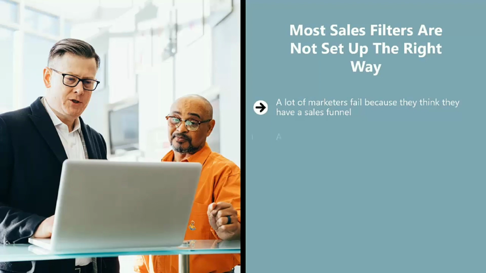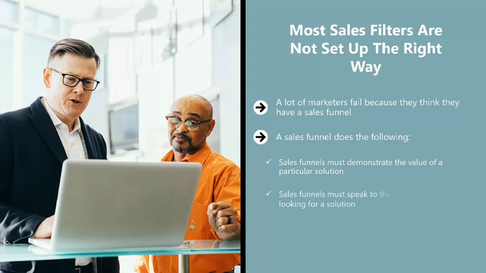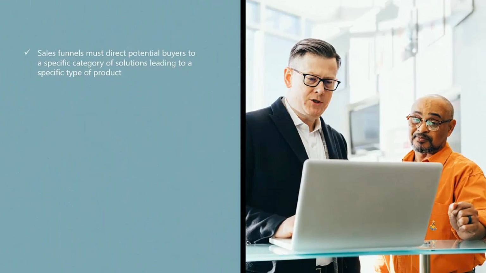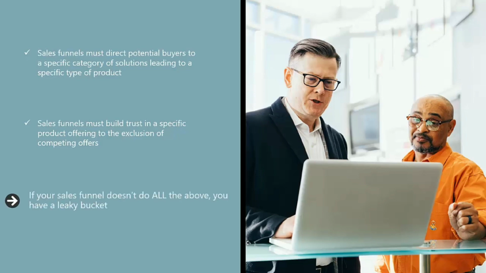Know the difference. A sales funnel does the following. Sales funnels must demonstrate the value of a particular solution. Sales funnels must speak to the needs of people looking for a solution. Sales funnels must build trust in a particular category of solution. Sales funnels must direct potential buyers to a specific category of solutions, leading to a specific type of product. Sales funnels must build trust in a specific product offering to the exclusion of competing offers. If your sales funnel doesn't do all the above, you have a leaky bucket.